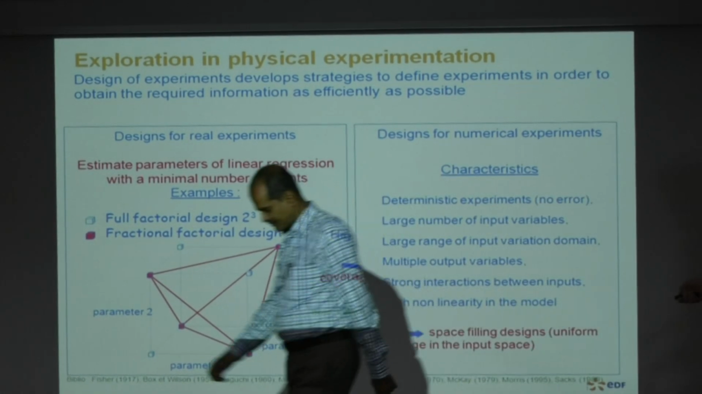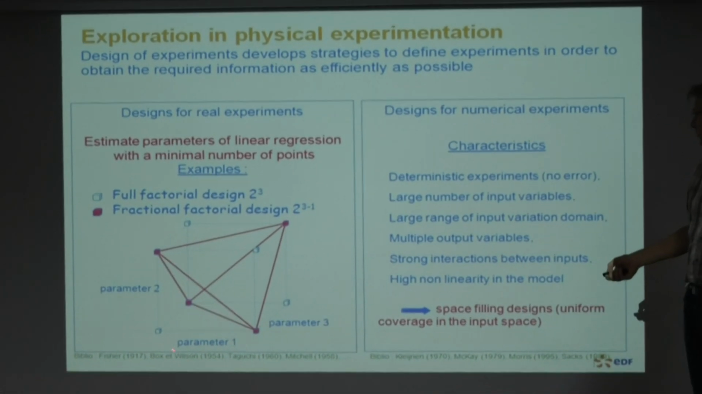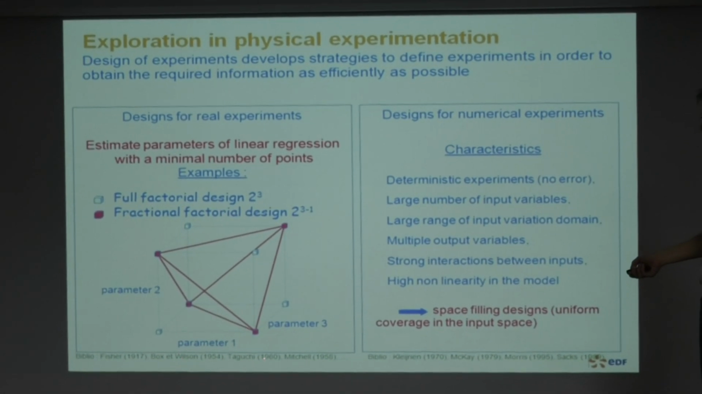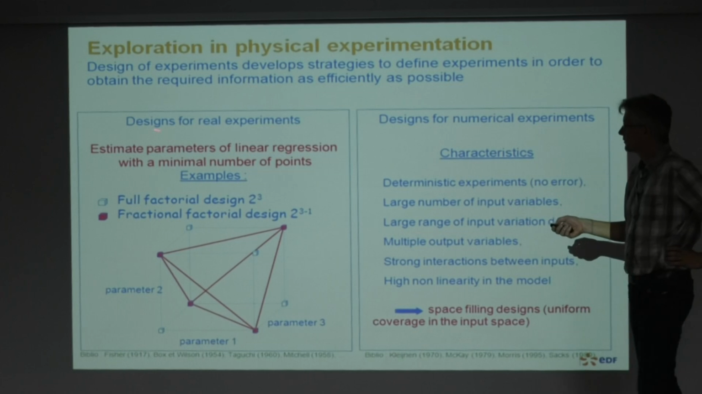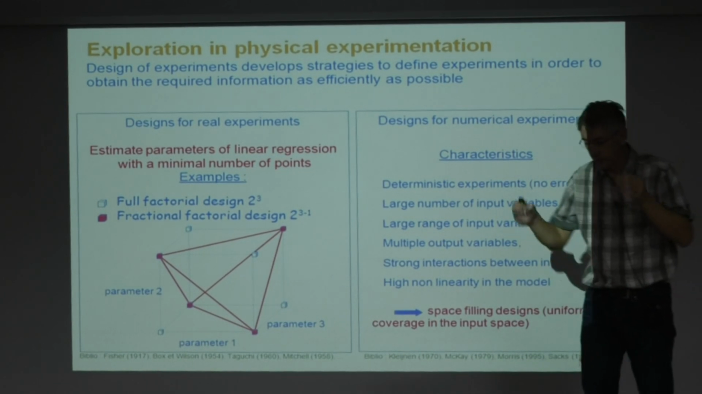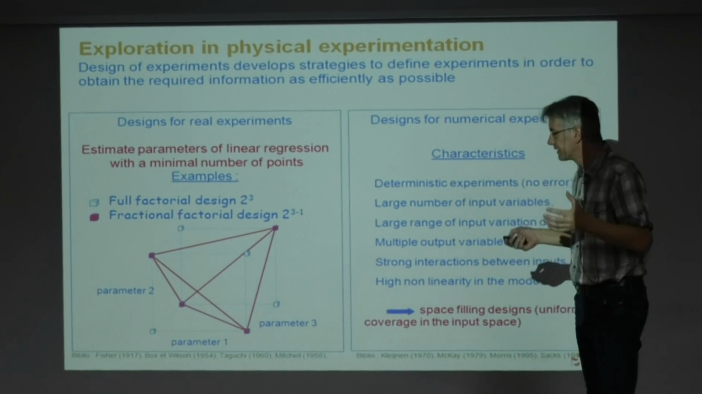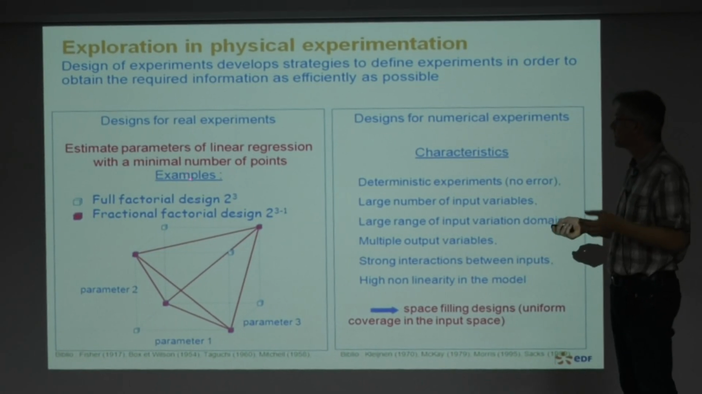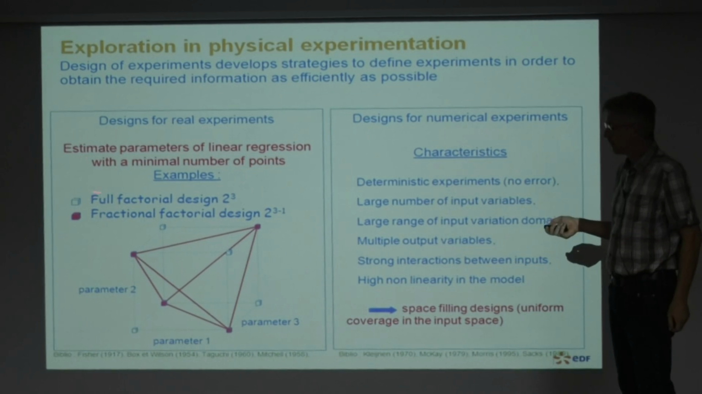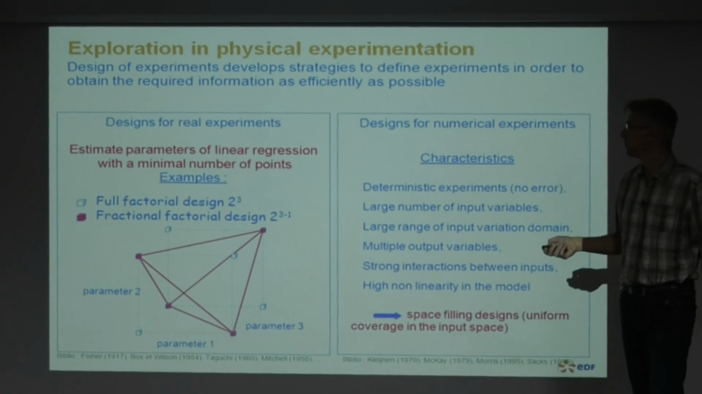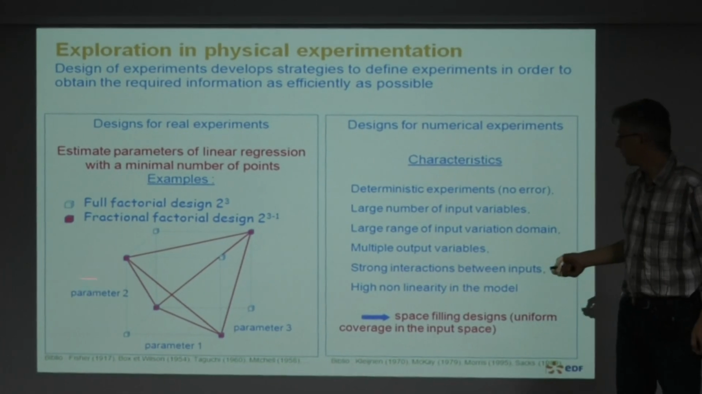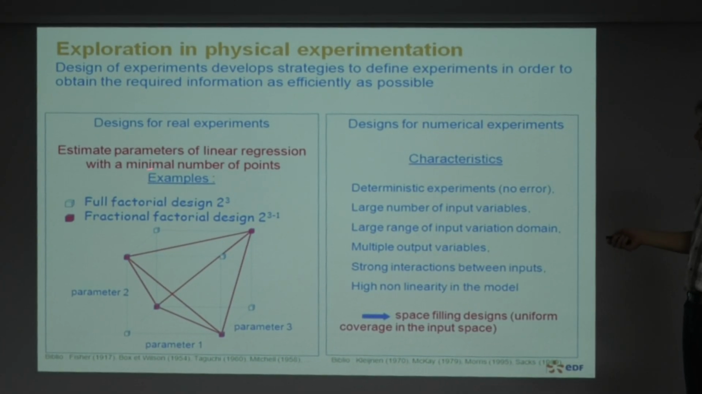From Fisher's one century ago, and after, researchers such as Box, and Taguchi in Japan, etc. The idea is to choose the experiments for physical or chemical experiments, and basically all the techniques are concentrated on the problem of estimating parameters of a linear regression or of a polynomial regression with a minimal number of points. So in this kind of techniques, they propose the complete theory of factorial design.